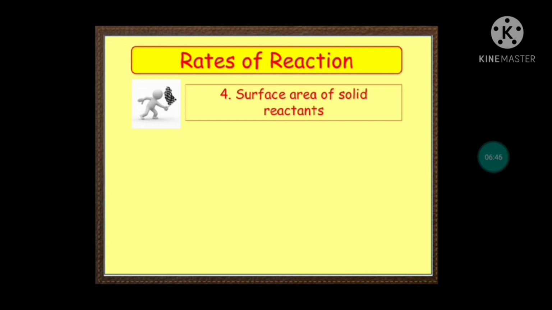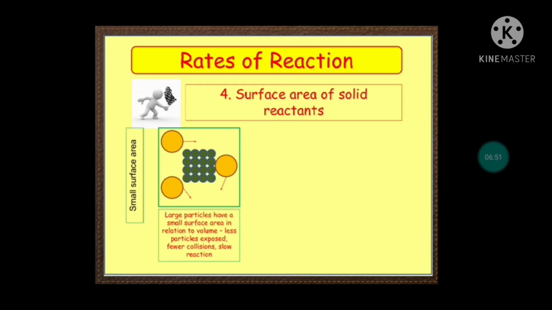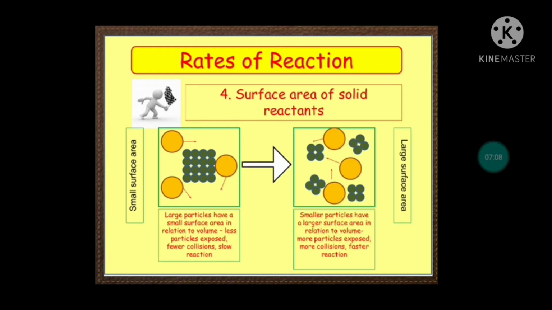Now the fourth factor is the surface area of solid reactants. Let us see this one. We have a small surface area: large particles have a small surface area. If the particles are very large, they have a small surface area. In the other case, if the particle size is very small, then the surface area of the particle will be more.